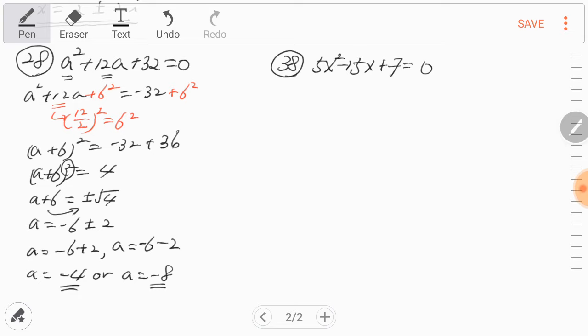Okay, let's do the next one. This equation has the leading coefficient 5, which is not 1. So we have to divide each side by what? 5. So x squared minus 15 over 5 is 3x plus 7 over 5. In order to use the completing the square method, we need the x squared term and the x term. So let's move this constant to the right. Then x squared minus 3x is equal to negative 7 over 5.